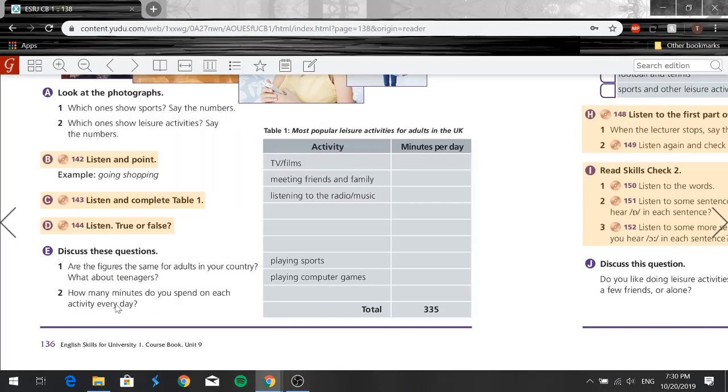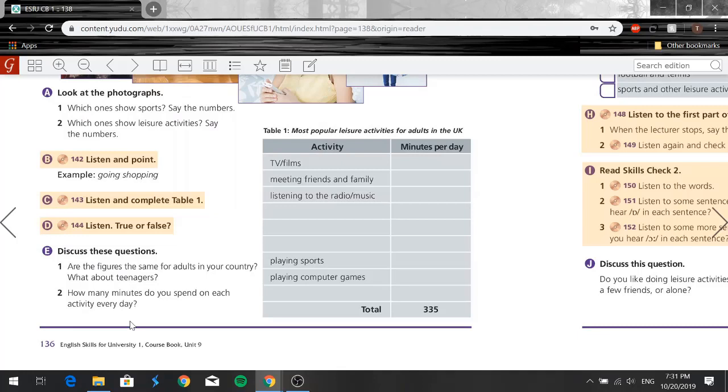Okay? E2, how many minutes do you spend on each activity every day? Again, this will be entirely up to you, but I'll say about mine, you talk about yours. TV and films, for example, I'll say that per day I'll spend around 90 minutes to 120 minutes simply watching films. I don't watch TV, okay? I think films or TV shows are a great way, so these take up a good chunk of my time, right? You also got meeting friends and family. For me, that's about 30 minutes.